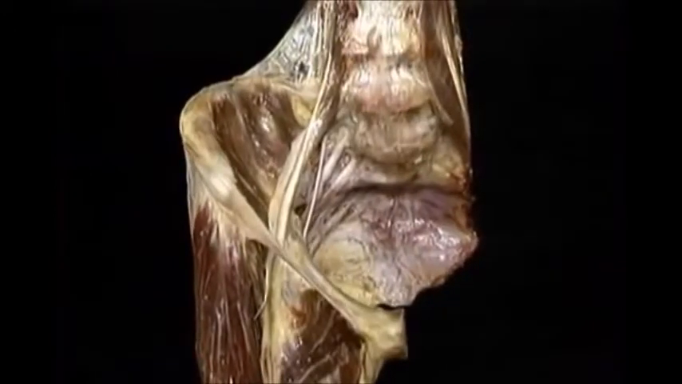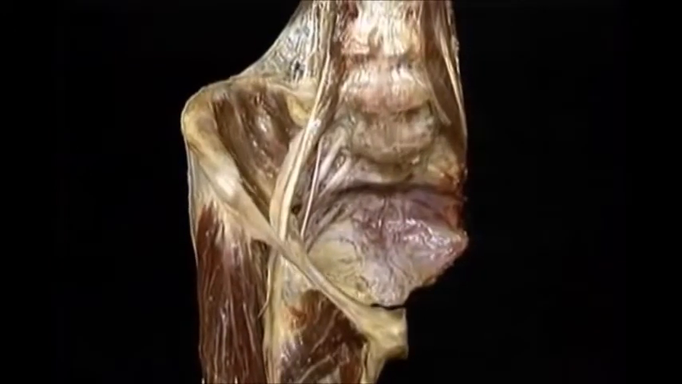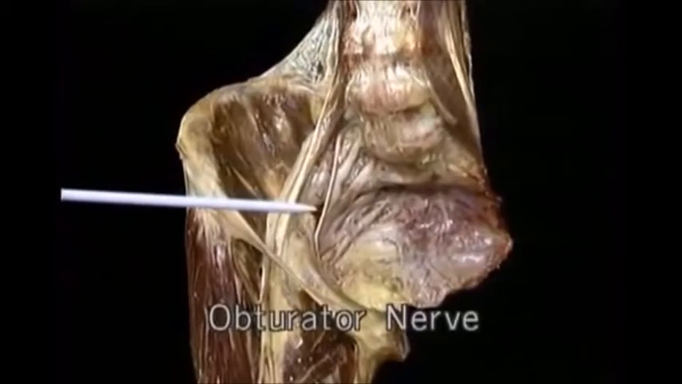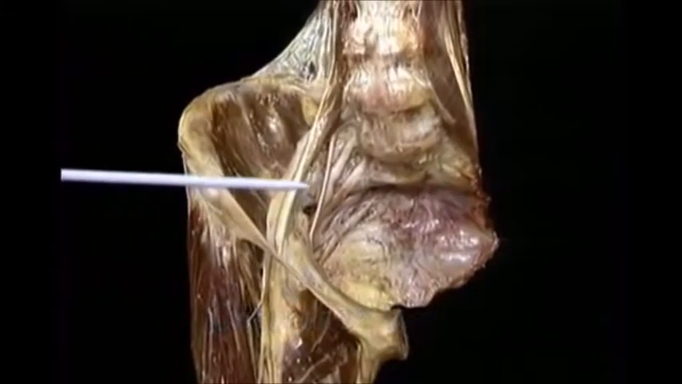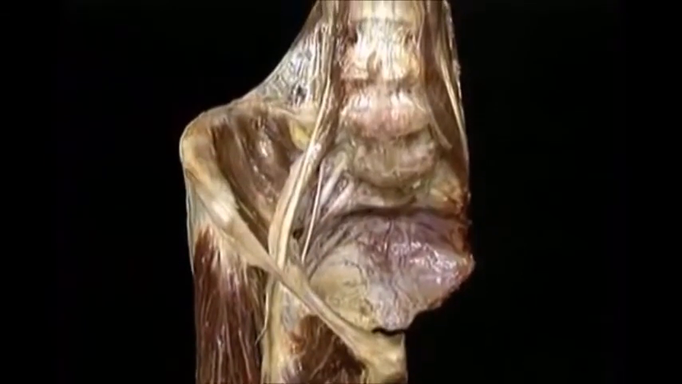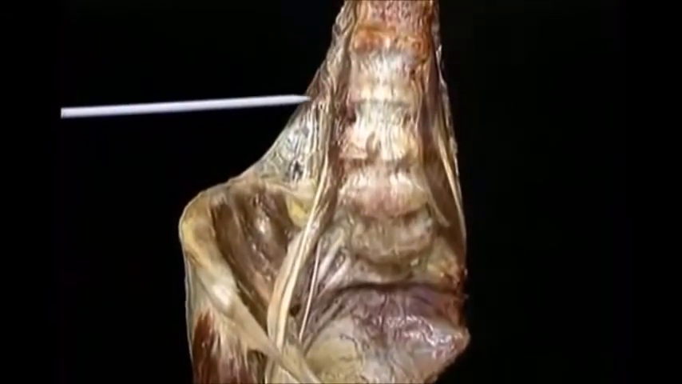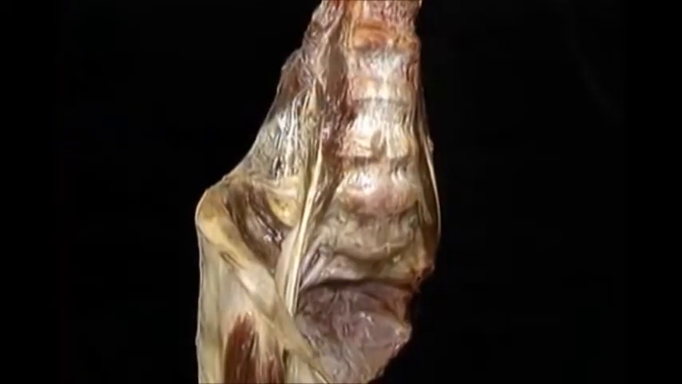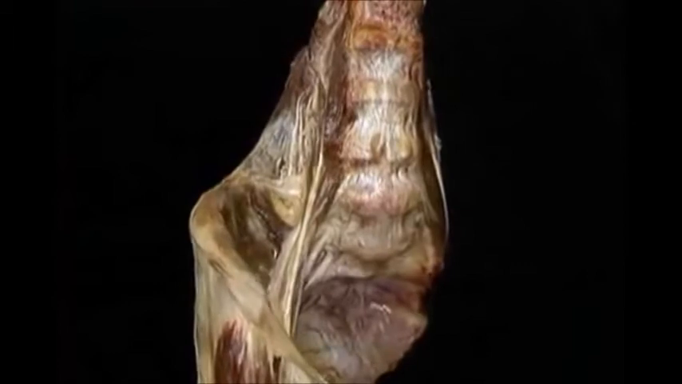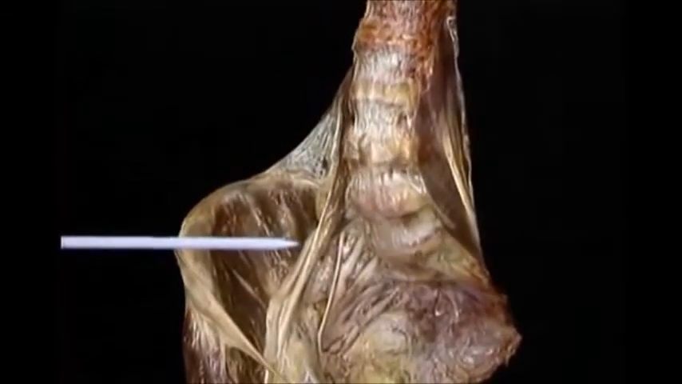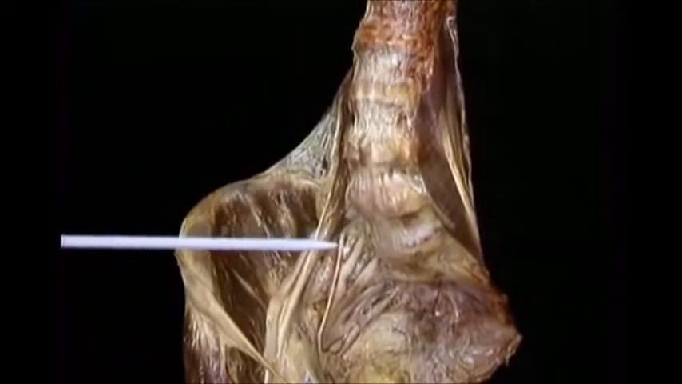We'll start by looking at the femoral nerve and the obturator nerve. This is the femoral nerve. This is the obturator nerve. This white structure in between is the psoas major tendon. Both these nerves arise from the lumbar plexus, which lies up here within the thickness of the psoas major muscle. The femoral nerve emerges lateral to psoas major, the obturator nerve medial to it.